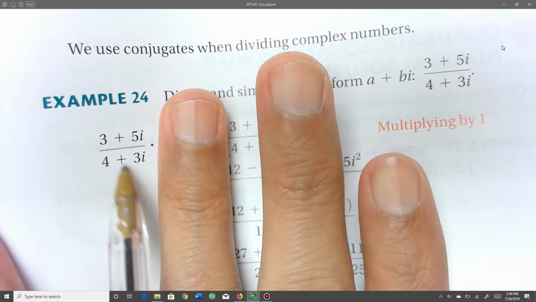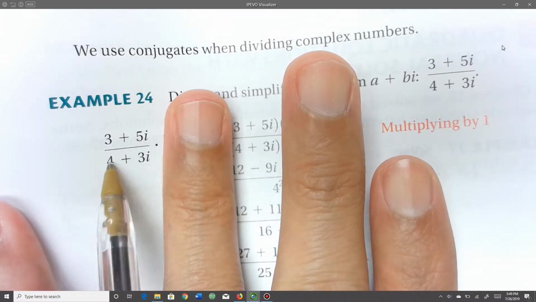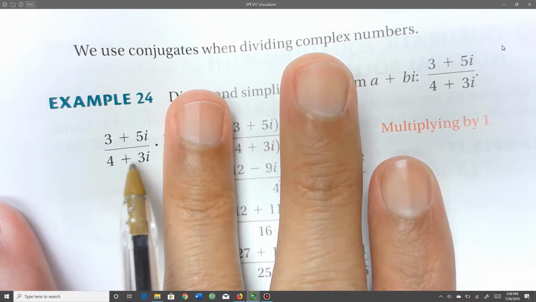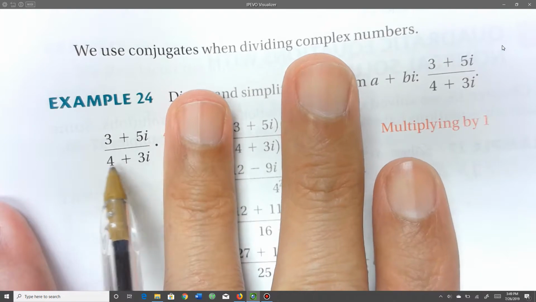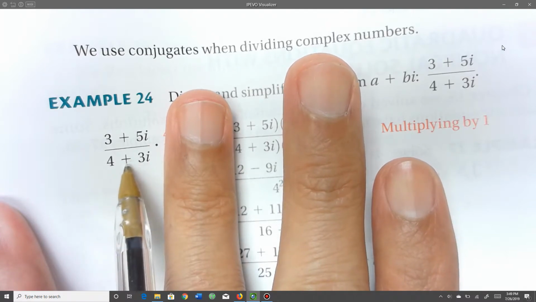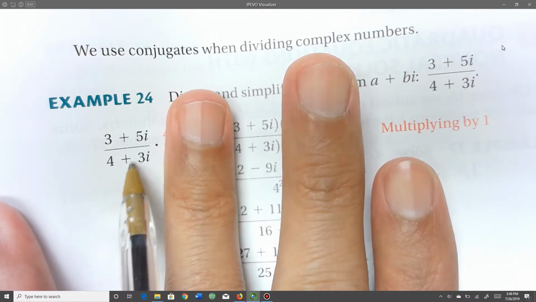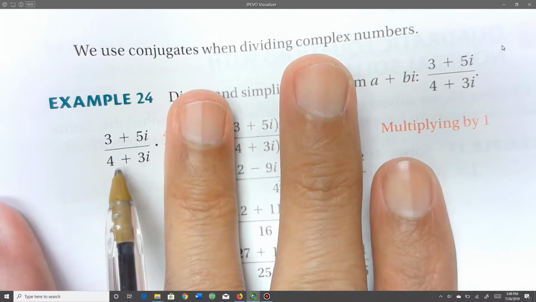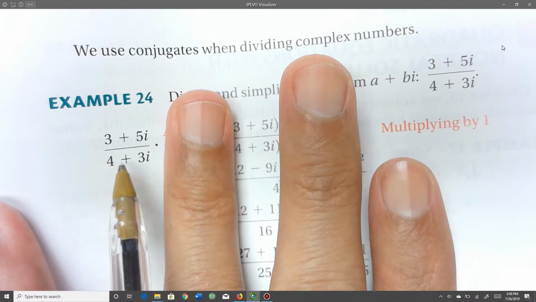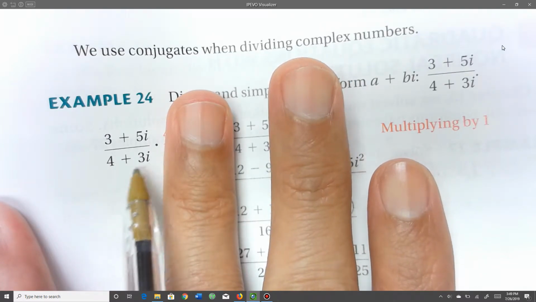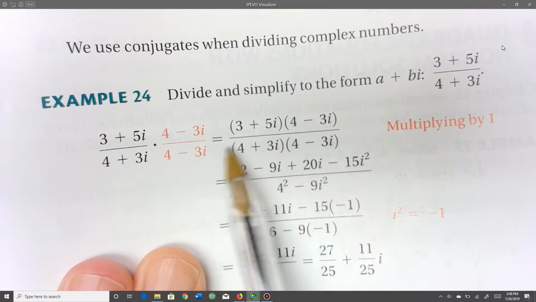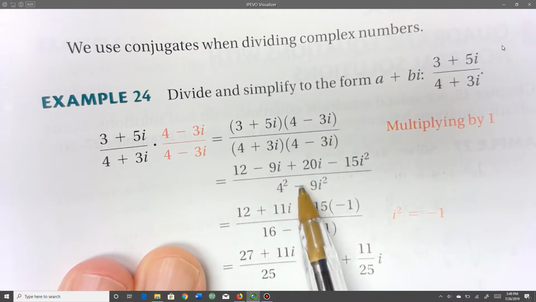So we need to multiply times the conjugate of 4 plus 3i. What is the conjugate of 4 plus 3i? Well, you only change the second sign. So the conjugate will be 4 minus 3i, and that's going to get rid of the middle terms.